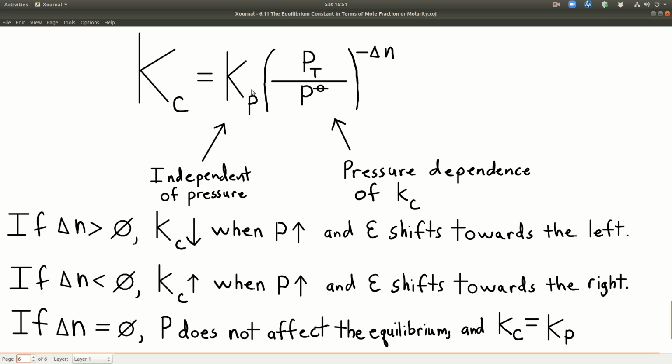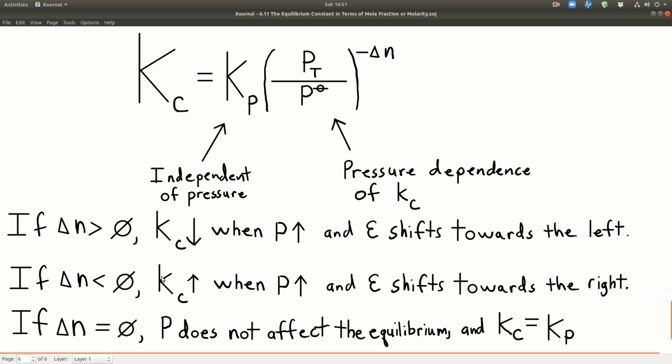Pressure dependence. So looking at this relationship between Kc and Kp. Kp, remember, does not depend upon pressure, just temperature. So the pressure dependence of Kc is going to be in this term right here. And so that means that if delta N is greater than 0, it's positive, then when pressure increases, this term right here gets bigger, but we're dividing by it because the exponent is negative. So that means that Kc decreases when pressure increases, and that means that the equilibrium, the extent of the reaction, shifts towards the left because the K is getting smaller.